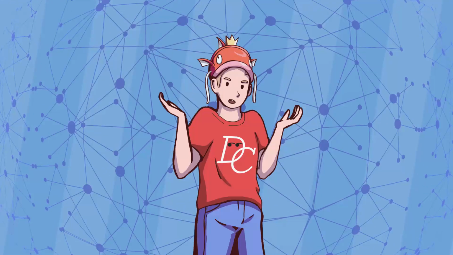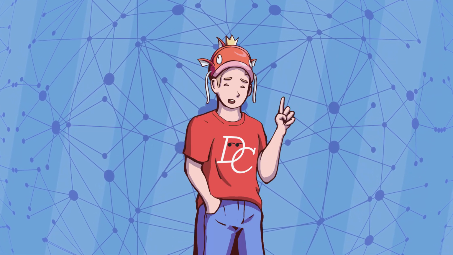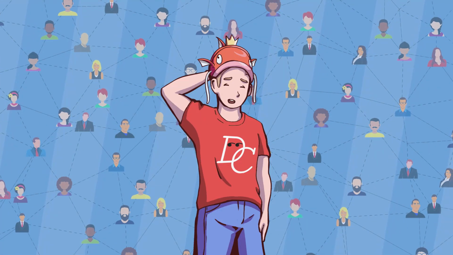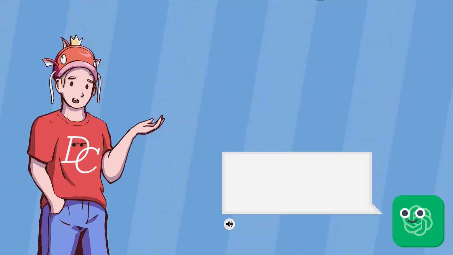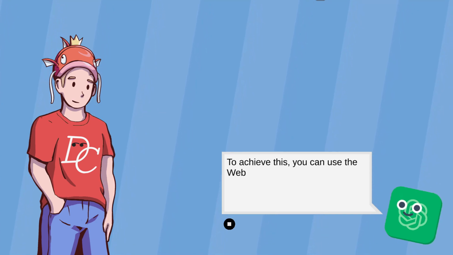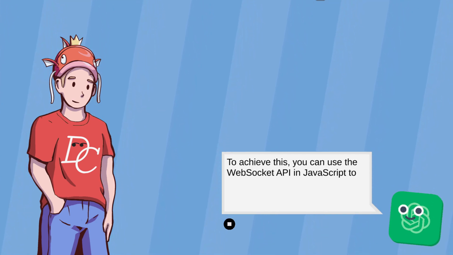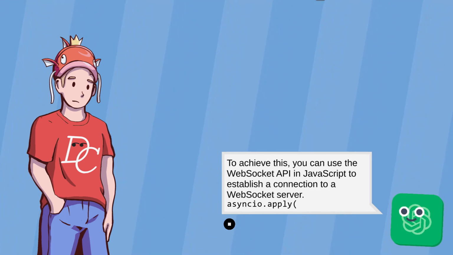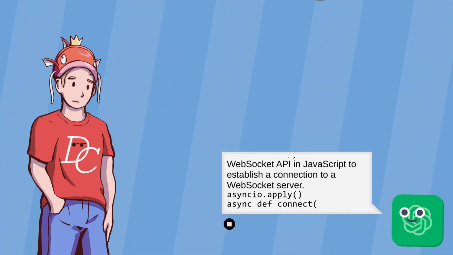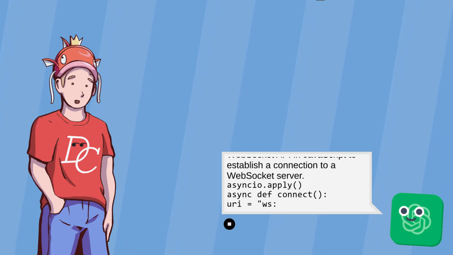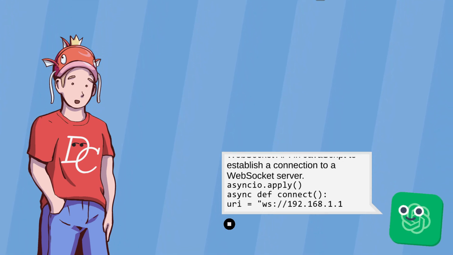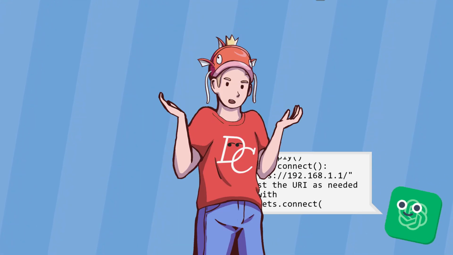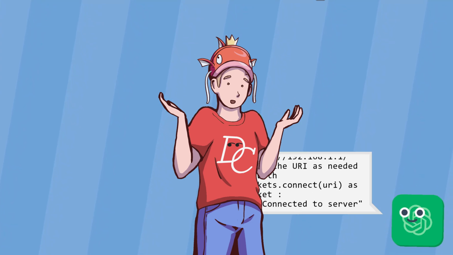I don't know anything about network communication, which is kind of a problem for a network communication based game. I was curious if ChatGPT could get me started. To achieve this, you can use the WebSocket API in JavaScript to establish a connection to a WebSocket server. Whoa. Slow down, buddy. I don't even know what a WebSocket is.